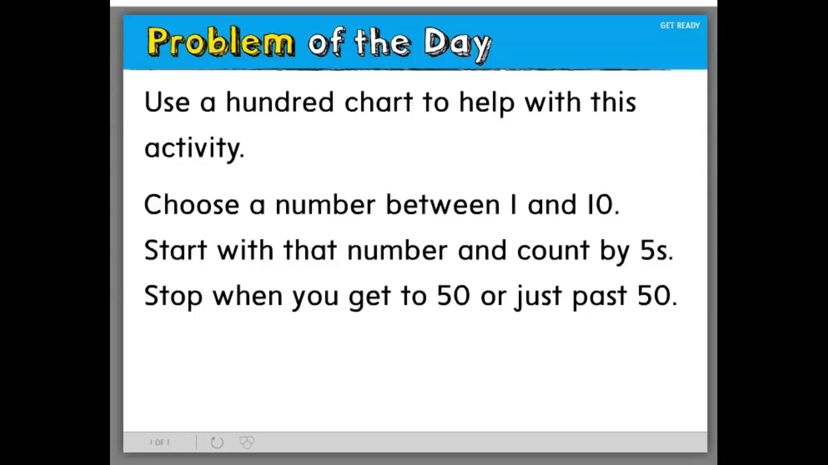So here's a problem of the day that you can do. It says to use a hundreds chart. If you have a hundreds chart, that's great. If you don't, hopefully you can still do this just by counting. So you need to choose a number that's between 1 and 10. Then you're going to start with that number and count by fives and stop when you get to 50 or just past 50. You could also start with your number and count up by tens. So you can pause this video so you can try doing that.